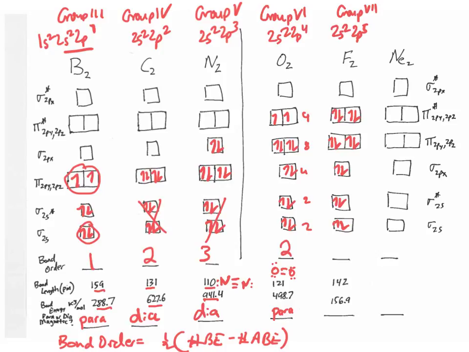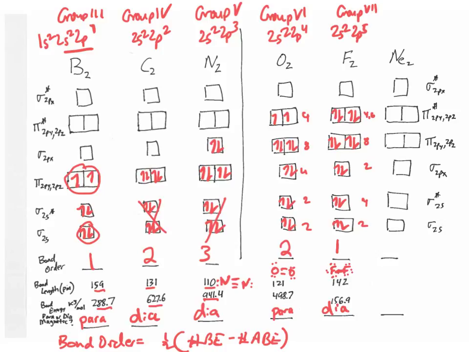If we do the bond order, we've got 2, 4, 6, 8 bonding electrons, 2, 4, 6 total antibonding. So 8 minus 6 is 2, a half of 2 is 1. We got a bond order of 1. And fluorine is certainly found in nature as a diatomic molecule with a single bond. And it's diamagnetic.